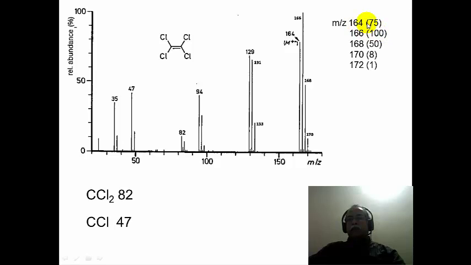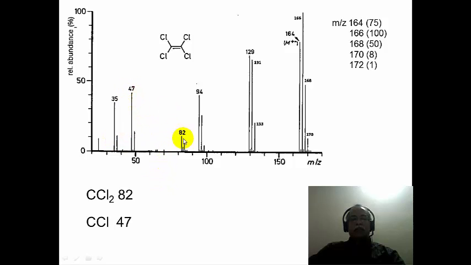The 164 peak is about 75% and the base peak is 166, as predicted by the calculated values of the relative abundance of these peaks. What you see subsequently is the loss of one chlorine mass unit corresponding to this cluster of peaks, another chlorine mass unit corresponding to this cluster of peaks, and finally another chlorine mass unit loss corresponding to a chlorine cation radical itself, seen here. 35 and 37 are seen very clearly.